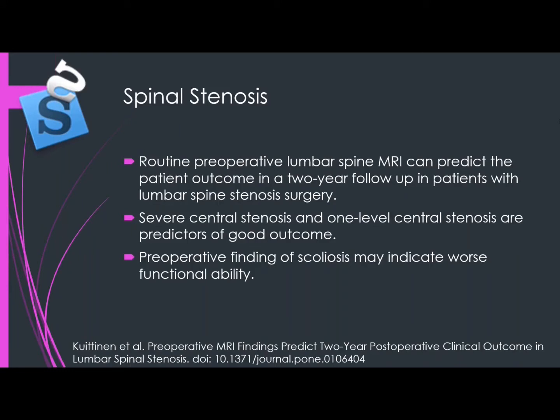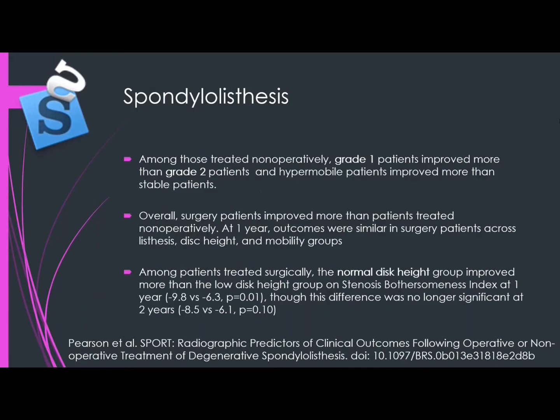In the case of spinal stenosis, routine preoperative lumbar spine MR can predict the patient outcome in 2-year follow-up in patients with lumbar spine stenosis surgery. Additionally, in the case of spondylolisthesis, Pearson et al. report that among the patients who are treated non-operatively, those with the lowest grade spondylolisthesis showed the greatest amount of improvement, while those of higher grades and those with hypermobile spondylolisthesis have less satisfactory therapeutic results.